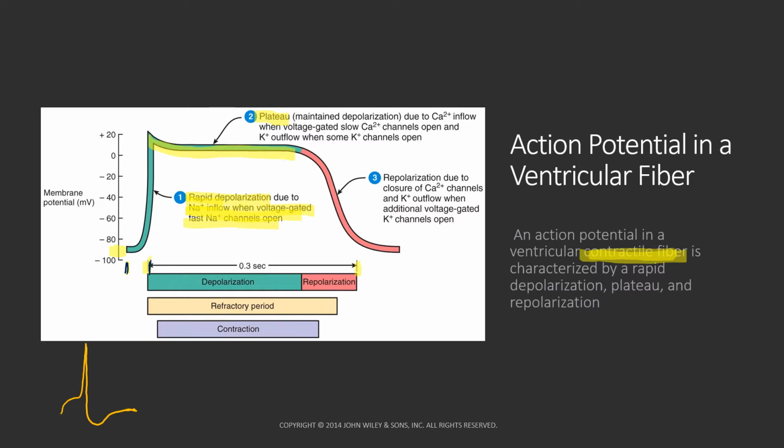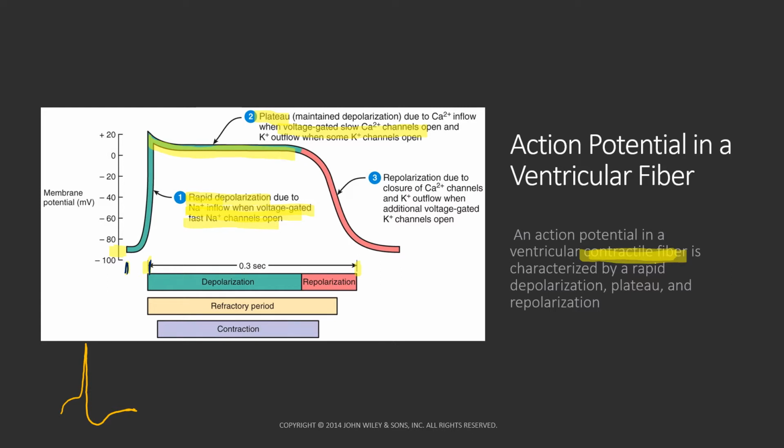Now this plateau phase is partly due to this opening of voltage-gated slow calcium channels. And this is in the sarcolemma of the muscle fibers. Now when these channels open, calcium ions are going to rush into the cell from the interstitial fluid, and we're going to have a really big increase of calcium concentration within the cytosol that ultimately triggers contraction.